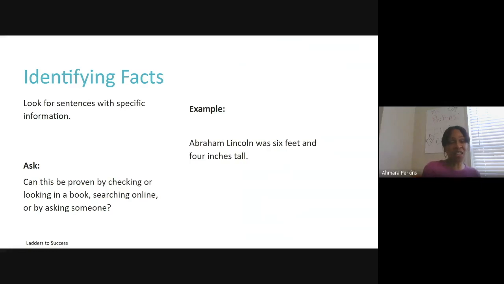Now, does it necessarily have to be a true fact? Absolutely not. We can say that Walmart was built in 2020. Well, we know that we've been going to Walmart for some years now. So we know that that's not true, but can we go look it up and prove it? Is it something that can be proven? All right, so that's fact, and we're going to do some practice.